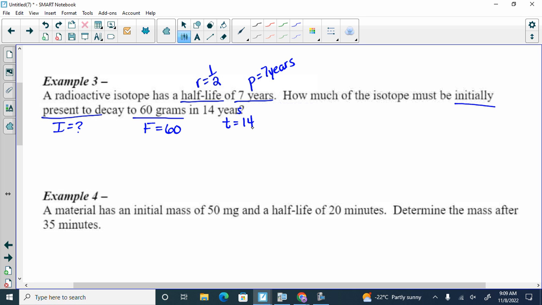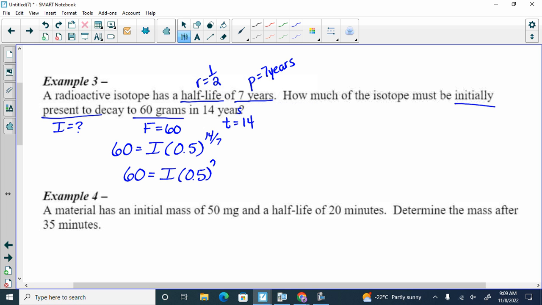All right. So we fill it in: final equals 60, initial equals I, R is a half or 0.5, to the T over P, which is 14 over 7. So I get 60 equals I times 0.5 to the 2.